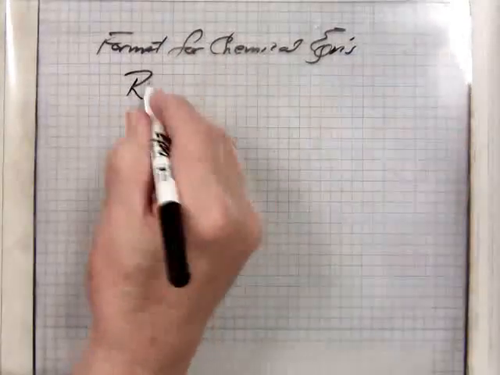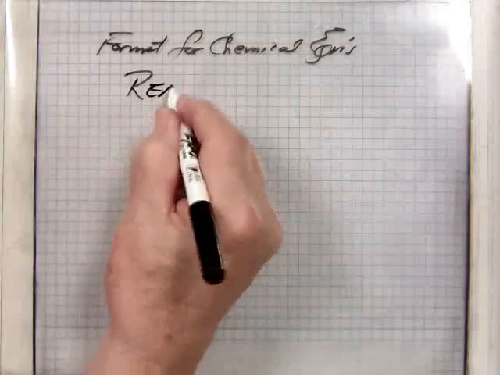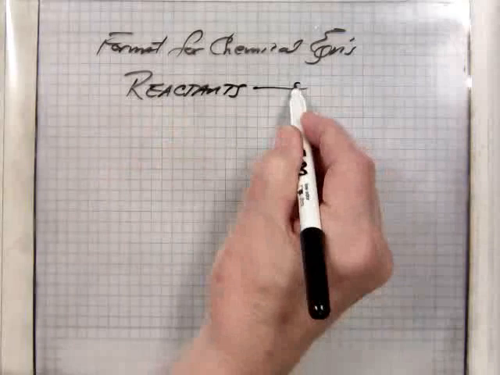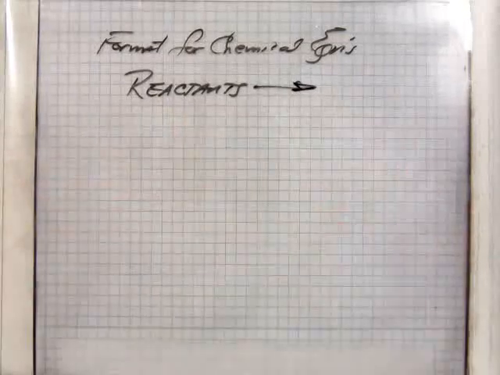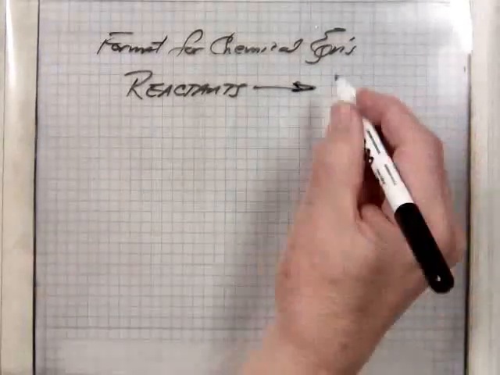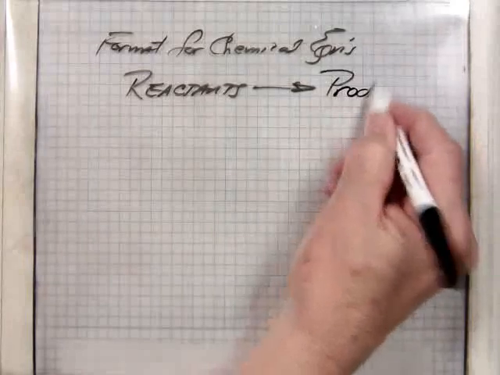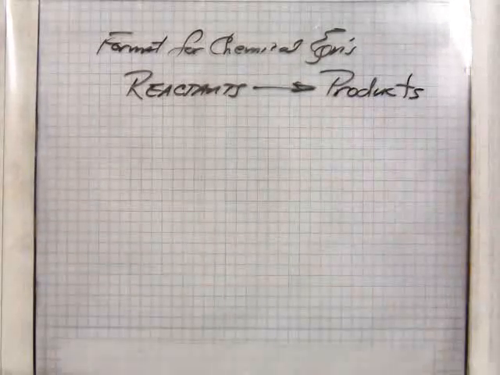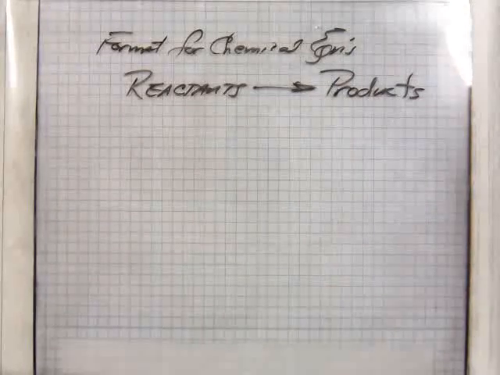When we write out chemical equations, the preferred format is to list the reactants first, a yield, an arrow which defines a yield, say that reactants will produce products, in that way.